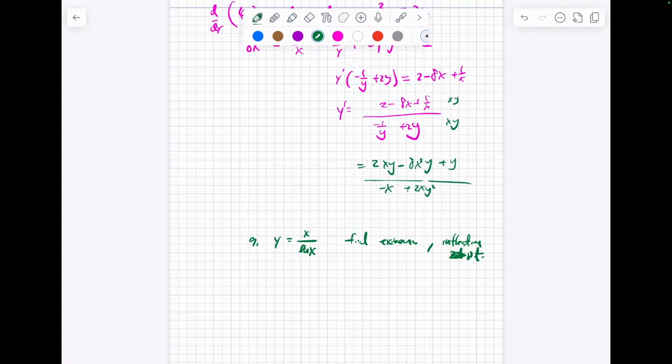I like this question because it has derivative review, has extrema, has inflection point, and has a number line test. And that's why I like this question.